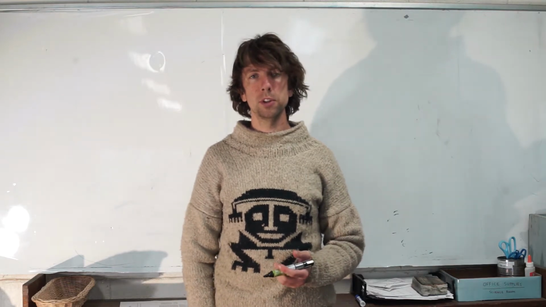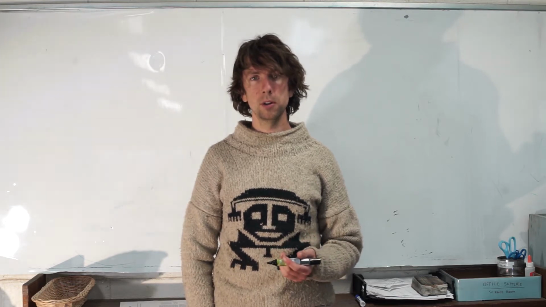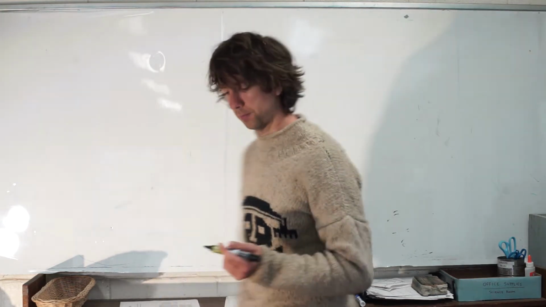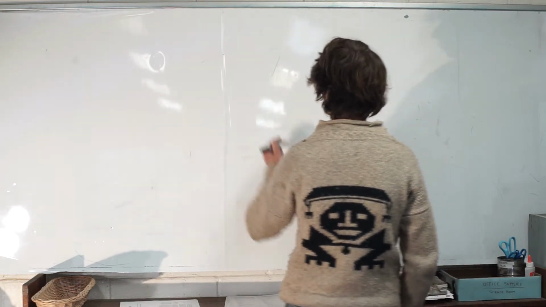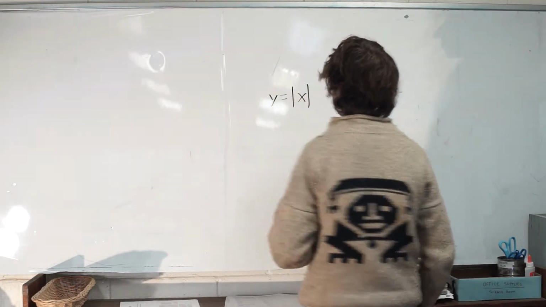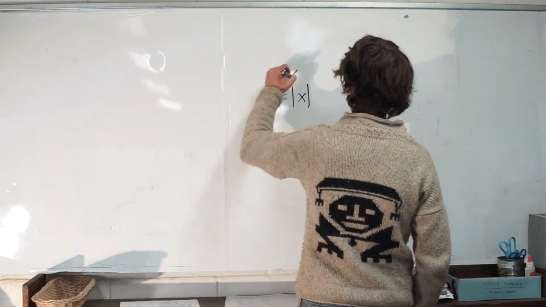Hello, today I want to talk to you about graphing absolute value equations with two variables. And if you recall graphing parabolas, this will be very similar. Okay? So the first thing we should look at is graph y equals the absolute value of x. Okay? And let's compare it to the graph of y equals x.